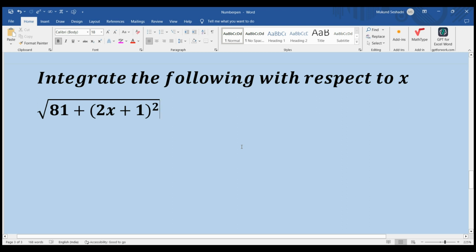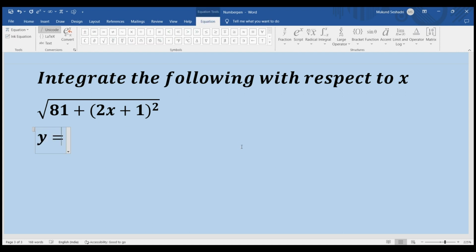So there we have the problem on the screen. Integrate the following with respect to x: square root of 81 plus (2x plus 1) the whole square. Right? So what we've been given is dy by dx and we've been asked to find y. My y is nothing but the integral of the given expression. So let's write down what our y is.